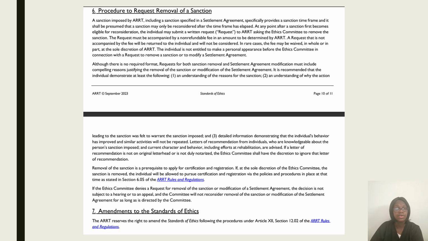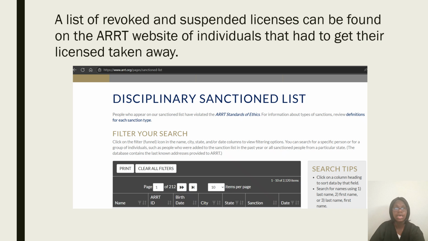And then there are different procedures you have to follow if you want to get something removed from your certifications or your license. Contact ARRT. You can also call them. There are different prompts you can follow to learn how to remove these requests or violations, if they are able to, especially if it didn't happen.